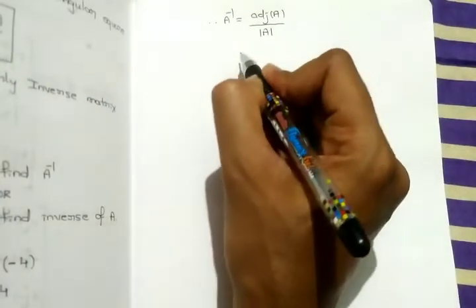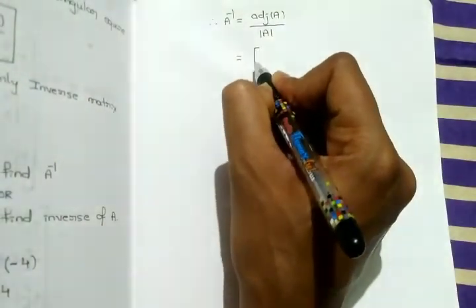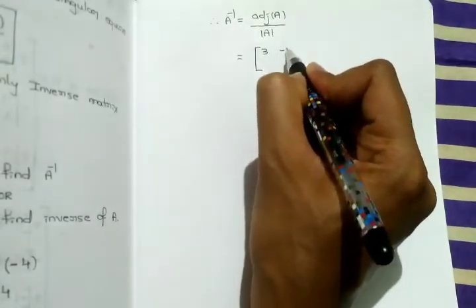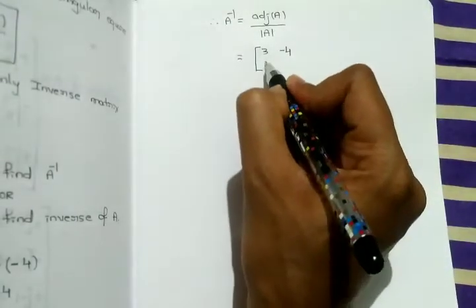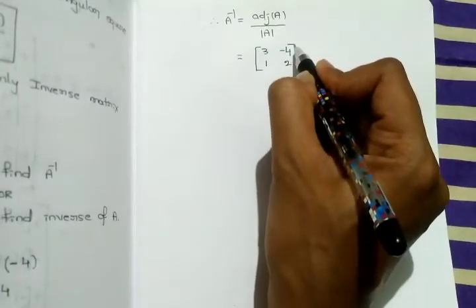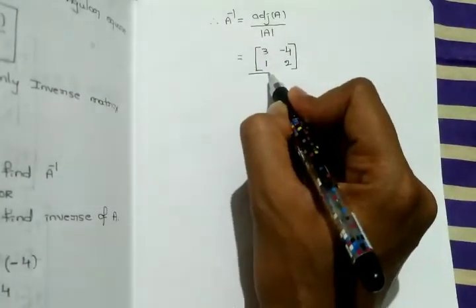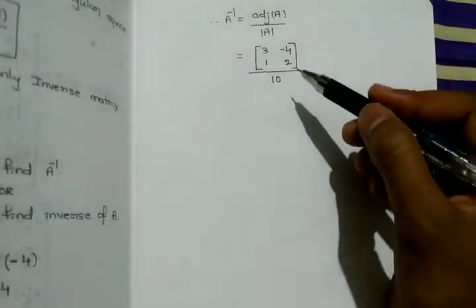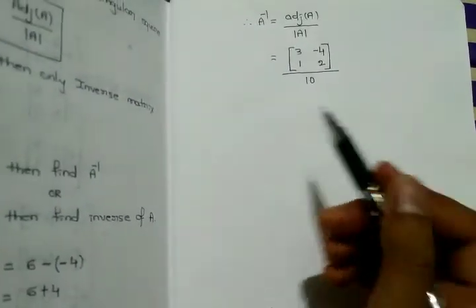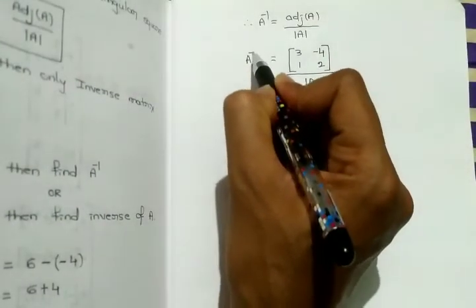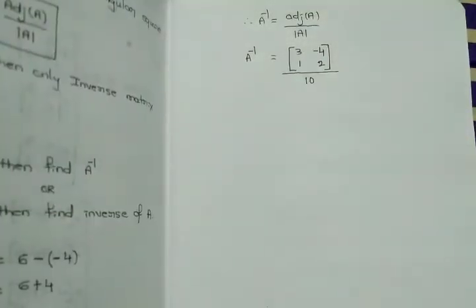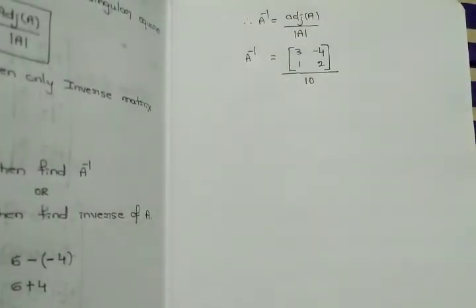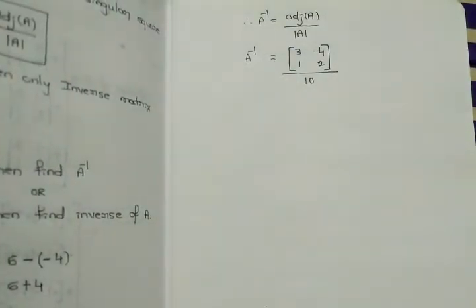Therefore, which is equal to adjoint of A value 3, minus 4, 1, 2, divided by determinant of A value, which is how much here? 10. So this is the value of what here? A inverse. Inverse of the matrix. This is how you need to solve the problems.